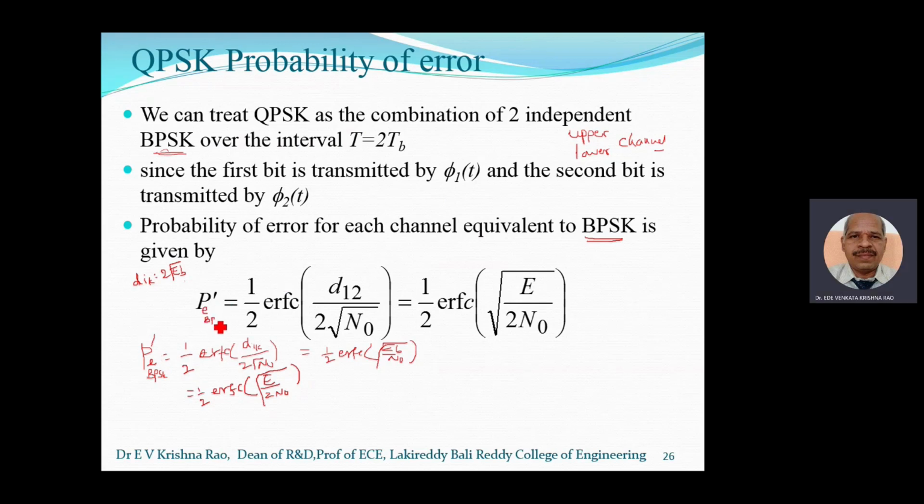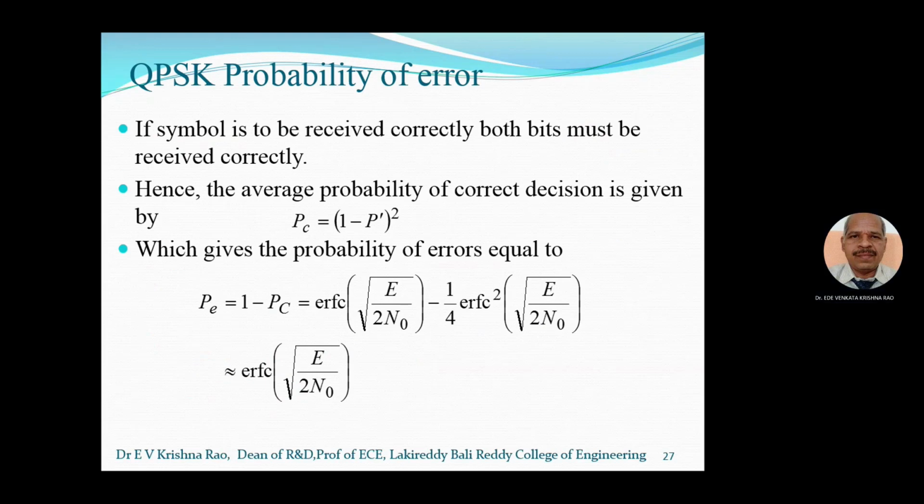okay, of BPSK that can be taken as, because there are two channels, upper and lower channels. This is I channel and this is Q channel in QPSK. The combination, the average probability, we can take it as, okay, correct probability is 1 minus probability of error of BPSK in both the channels, in each case, BPSK.